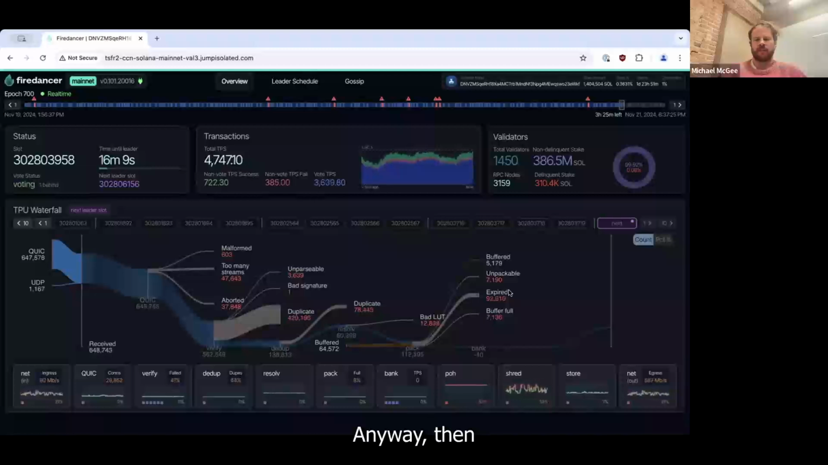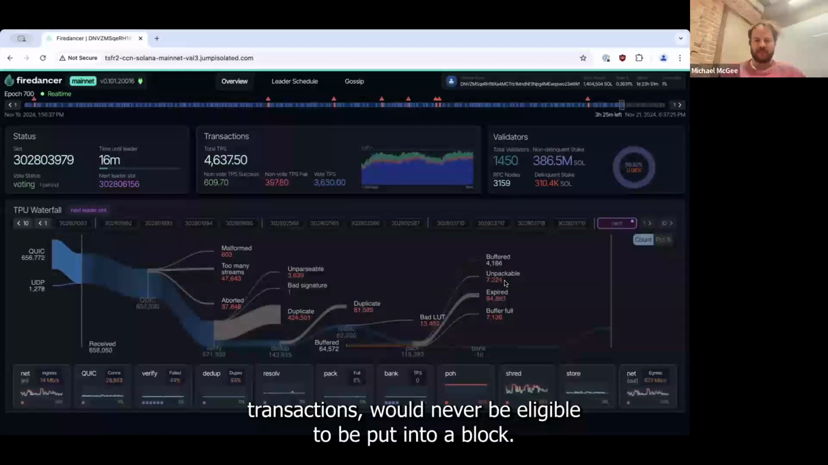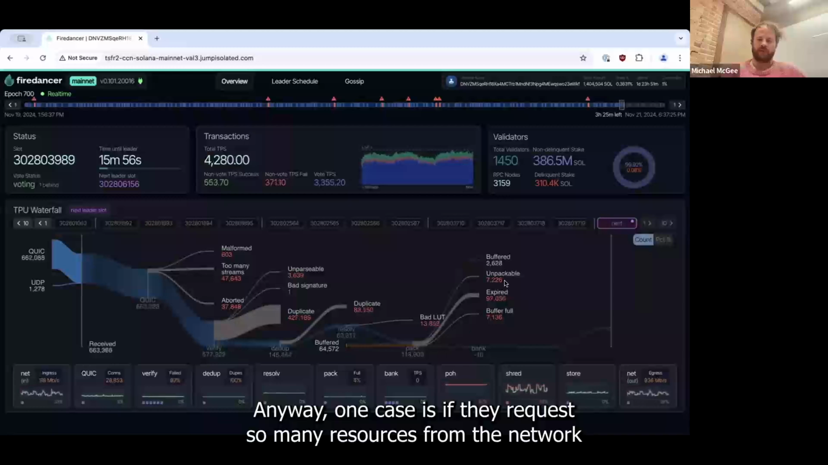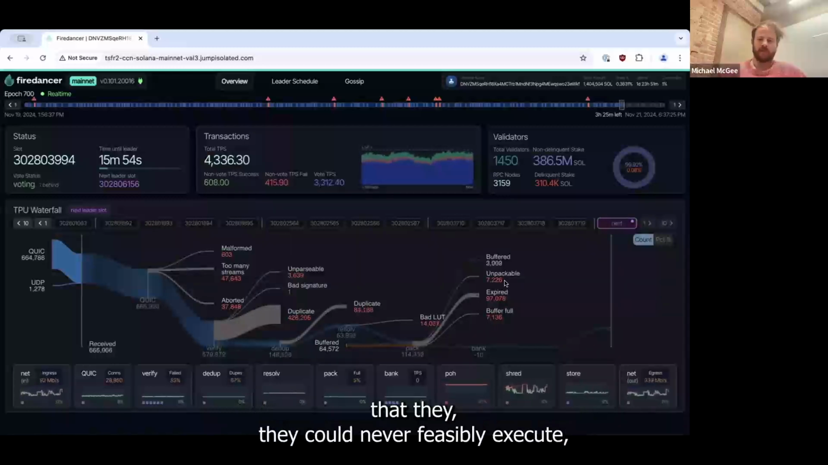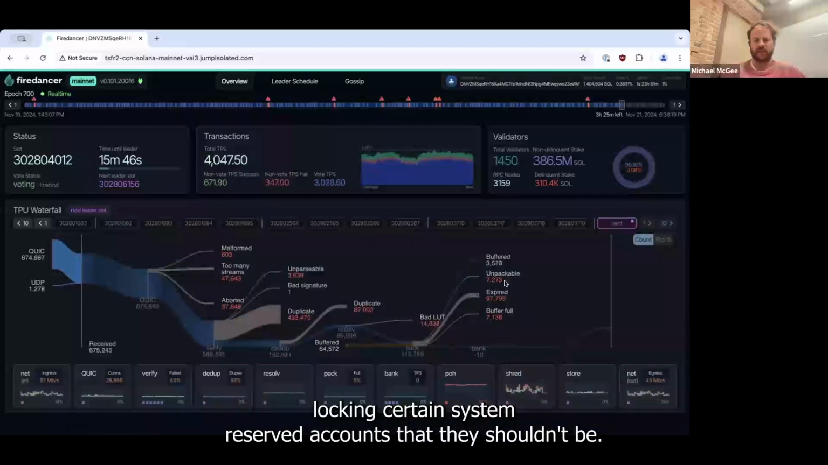Anyway, then there's this unpackable case, which is very, very technical, but is sometimes transactions would never be eligible to be put into a block anyway. One case is if they request so many resources from the network that they could never feasibly execute. Another case is if they're locking certain system reserved accounts that they shouldn't be.